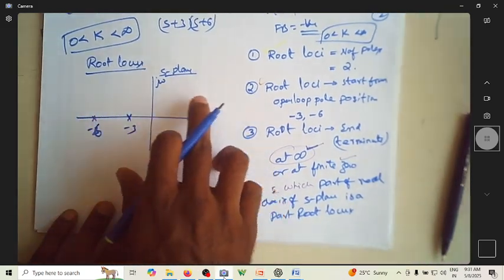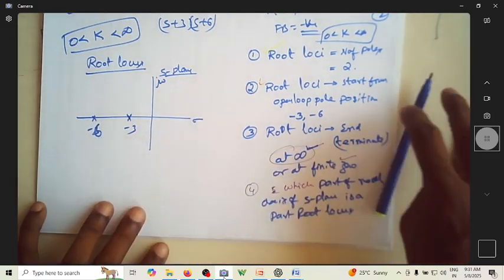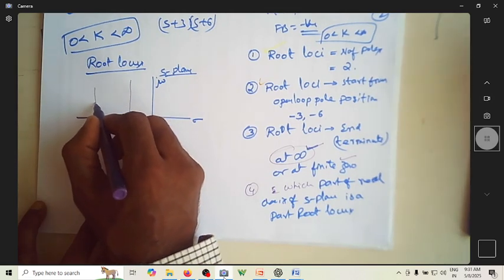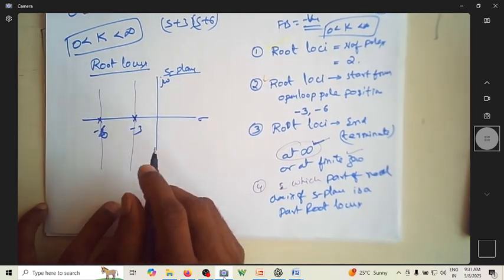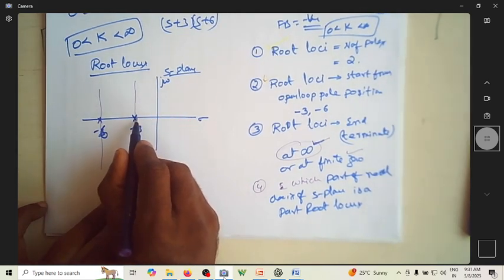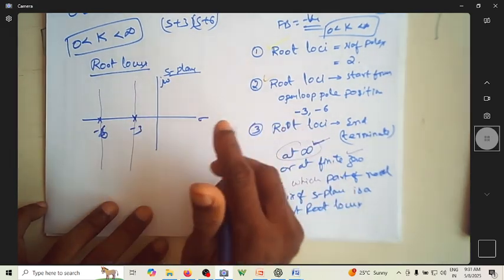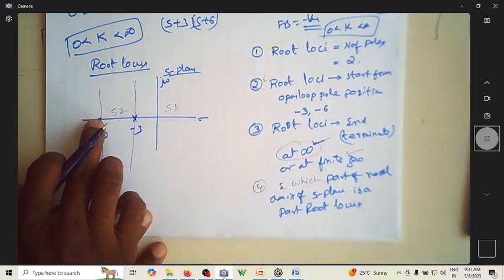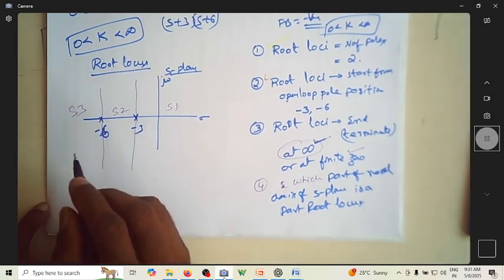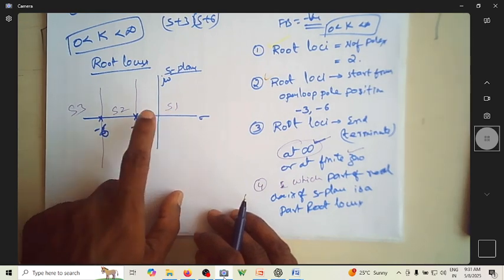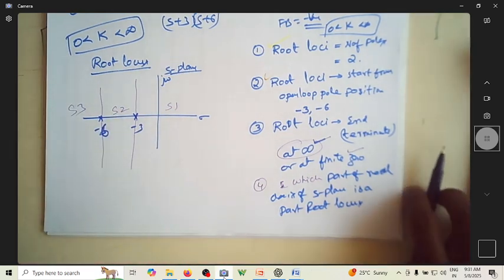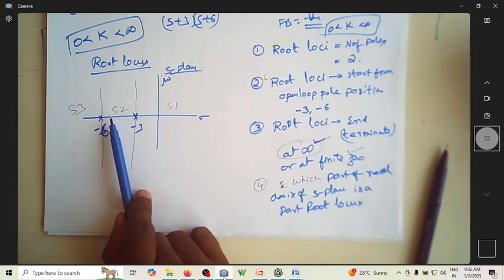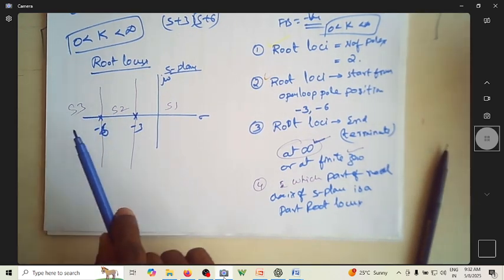This is your S plane real axis. Maybe what you can do is divide this by drawing some imaginary lines here. From here to the right of it, there is segment 1. Between these two lines, let me say it is segment 2, and towards the right of it is segment 3. I have three segments, S1, S2, S3. Now I want to know whether segment S1 is a part of root locus, whether segment S2 is a part of root locus, whether segment S3 is a part of root locus.